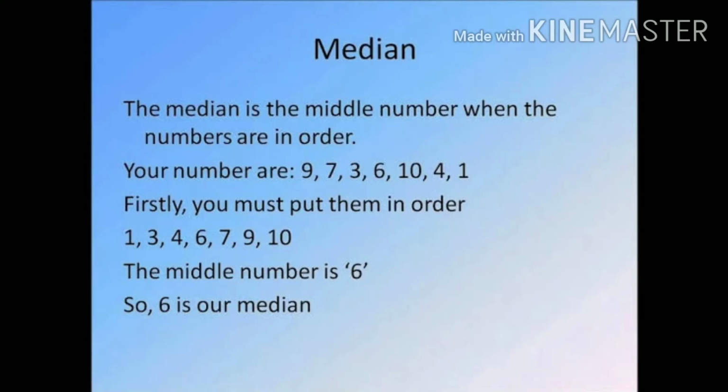Okay, then comes the median. As I discussed in the previous video, the median is the middle number when the numbers are in order. Here the data are 9, 7, 3, 6, 10, 4, 1. First of all, to find the median, we have to arrange the data in either ascending or descending order. Here I have arranged 1, 3, 4, 6, 7, 9, 10, where the middle number is 6, whereas on the right side of 6 there are 3 numbers, on the left side of 6 there are 3 numbers, and the middle number is 6, hence we can say the median is 6.